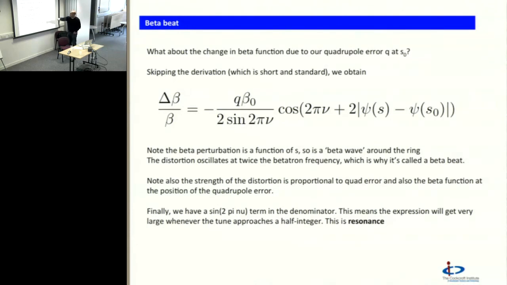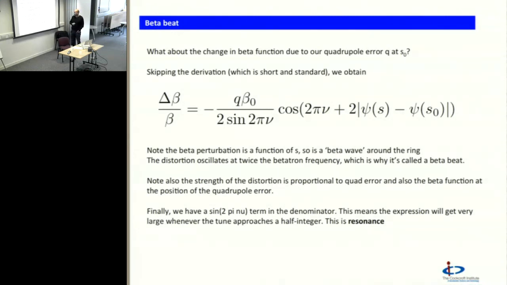So here's the expression for the beta function. Again, it's proportional to the local beta, proportional to Q. We have a resonance condition, but now it's 2 pi nu, so we have to avoid half-integer resonances of the tune. We also have this oscillation around the ring, but notice there is now a factor of 2. So the oscillation rate of a beta beat is twice that of the betatron function. That's characteristic of a beta beat. That's why it's called a beta beat, because beating happens at twice the frequency difference between 2 coherent sources. We get a beta wave around the ring that oscillates at twice the betatron frequency.